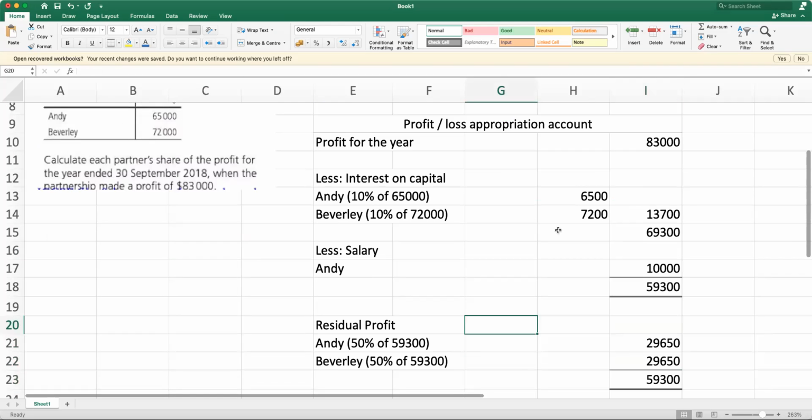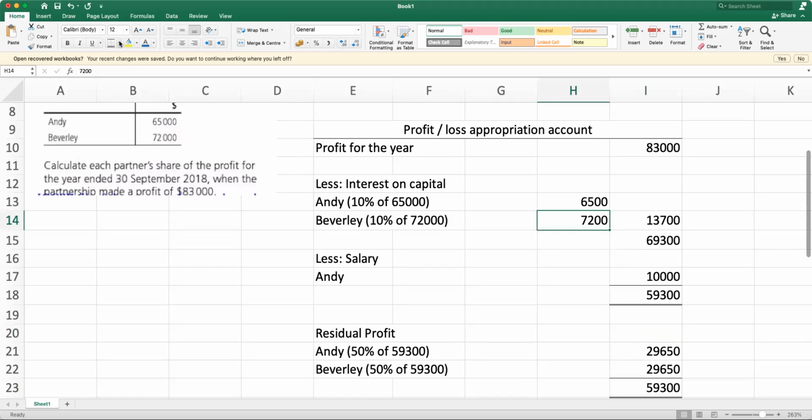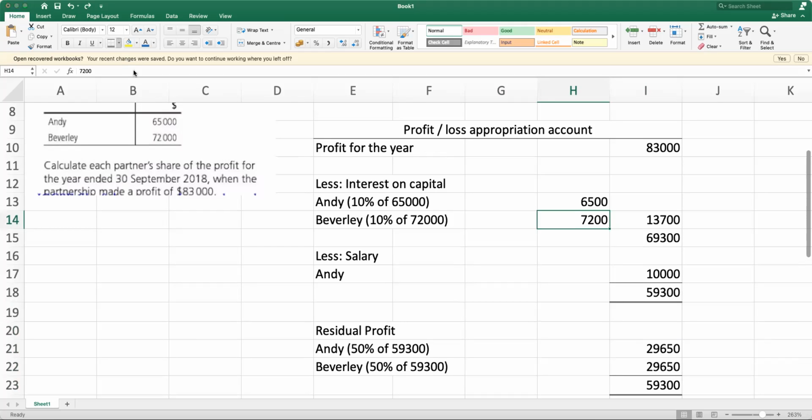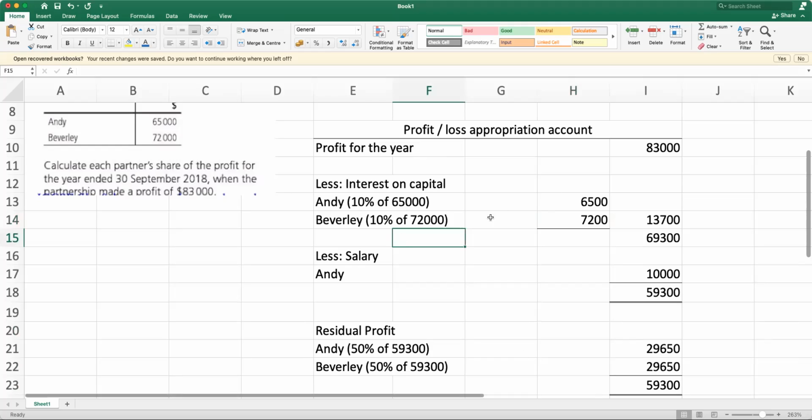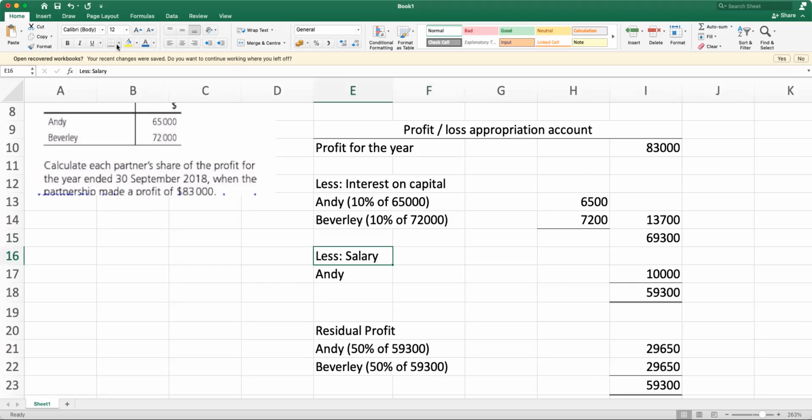So if you want to think of who gets what, or how much, then we have to put it into their current account. In a profit and loss appropriation account, you get to see how it's being done in the bigger picture. And then eventually we're going to put them into their current accounts, which will show you how much exactly each individual gets.